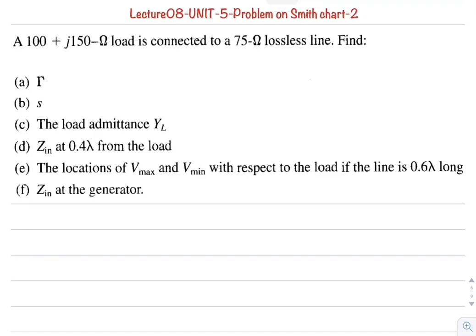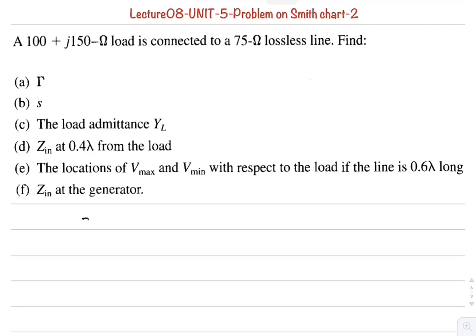Hello everyone. In this lecture, we are going to solve a problem on transmission lines by using Smith chart. A 100 plus j150 ohm load is connected to a 75 ohm lossless transmission line. Find the reflection coefficient, standing wave ratio, load admittance YL, input impedance at 0.4 lambda from the load, the locations of Vmax and Vmin with respect to the load if the line is 0.6 lambda long, and input impedance at the generator.